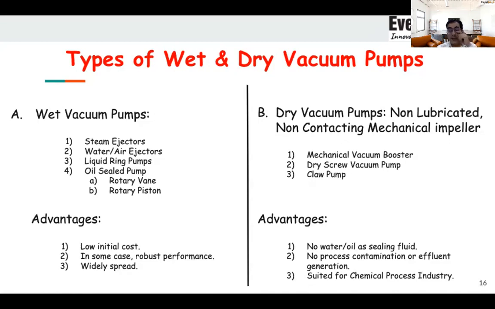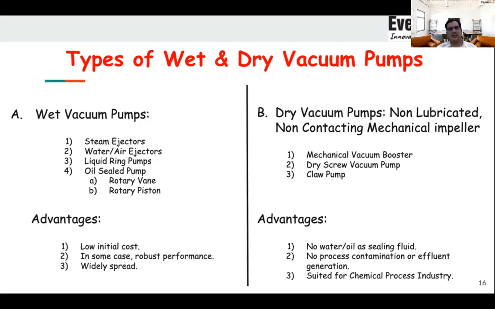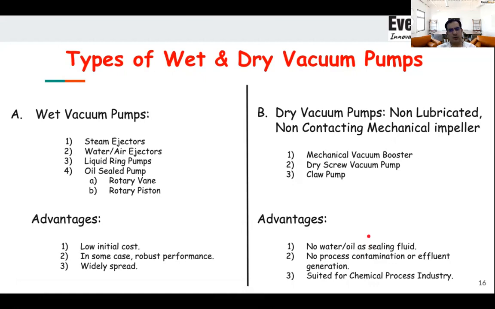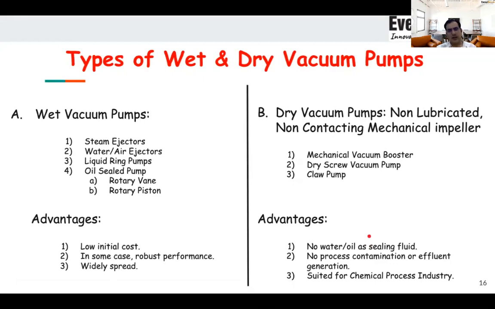There are pumps available in high vacuum applications as well, such as turbomolecular pumps. But because in today's webinar we are limiting ourselves to the chemical and process industry, our purview of selection of pumps is limited to this category. The major advantage these pumps offer over any other type of vacuum pump is that there is no water, oil or sealing fluid. There is no process contamination or effluent generation, and they are suited for the chemical and process industry.